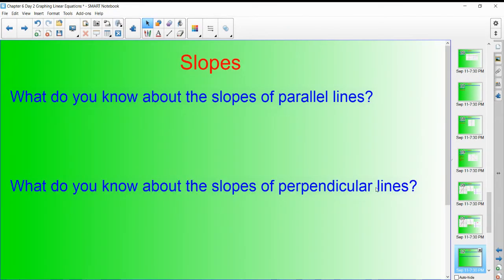Now, the last part of this lesson is parallel and perpendicular lines. So go ahead, write down what you remember about parallel lines and their slopes and perpendicular. And if you don't remember anything, we'll share it.